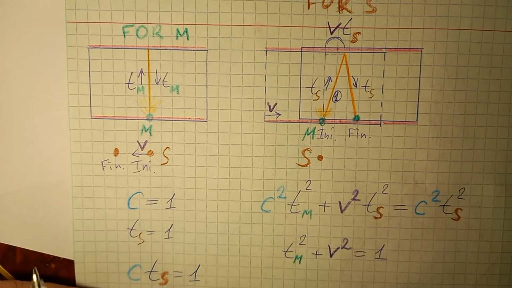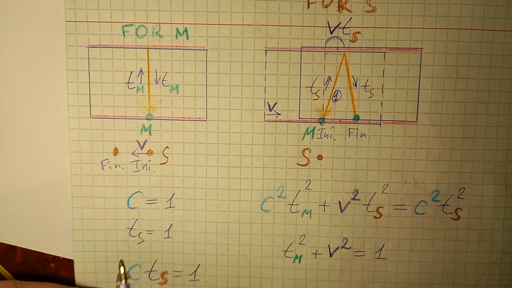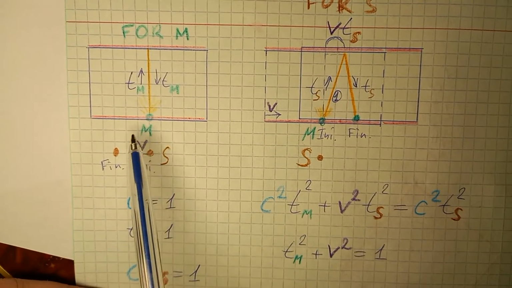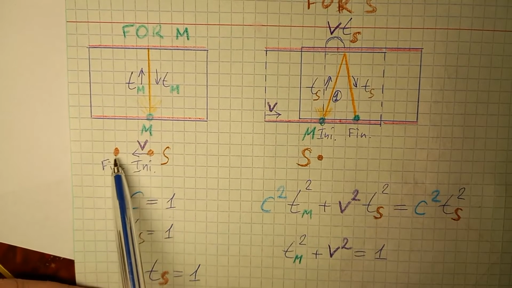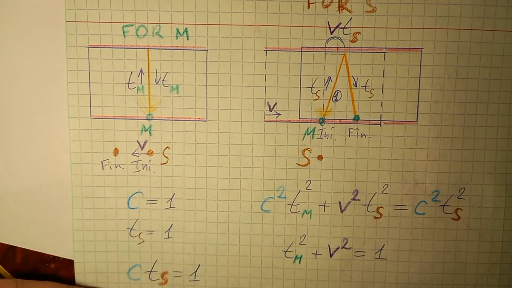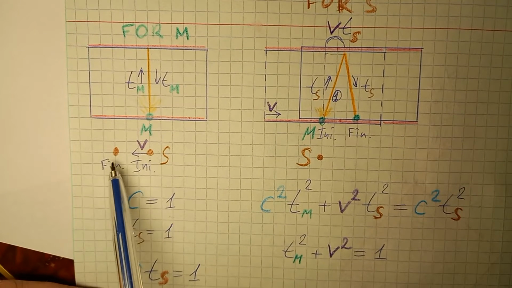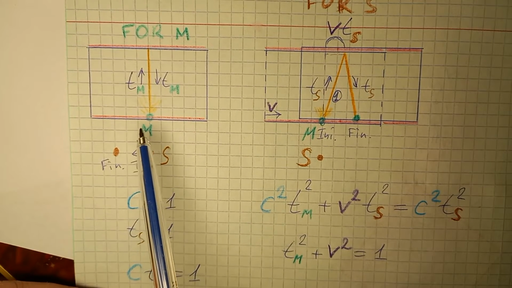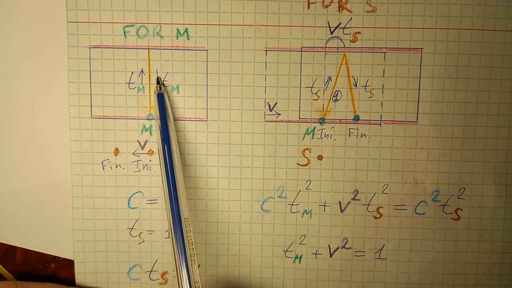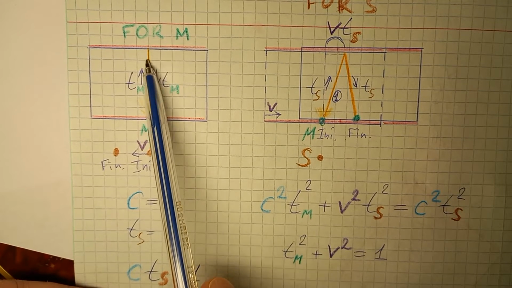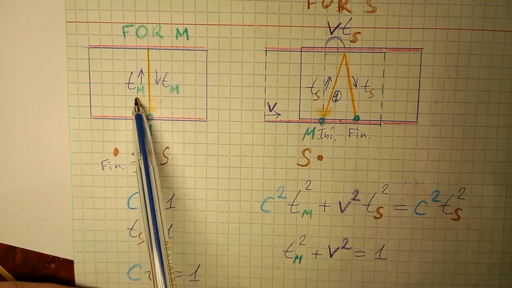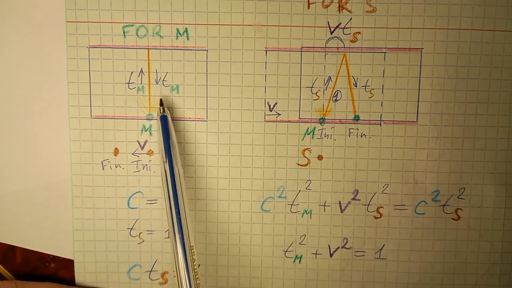For different observers, the light draws different paths. For M, it looks like this. Like S moves backwards from its initial position to its final position. And light goes forward and back in time 2tm, tm forward and tm back.